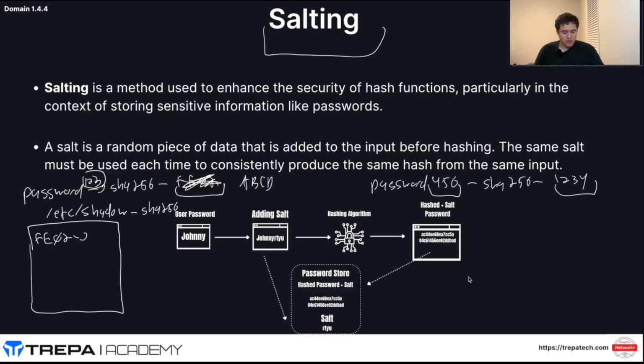Collisions is something where we use something like MD5, which is vulnerable, and we have this input and this input, and it accidentally creates the same hash. That's called a collision. If we add a salt to that, which is just random data, we don't get that collision either. So salting just enhances the security of our hash functions, okay?